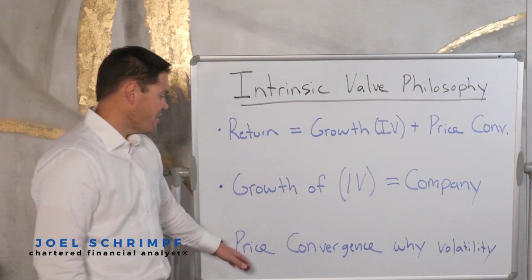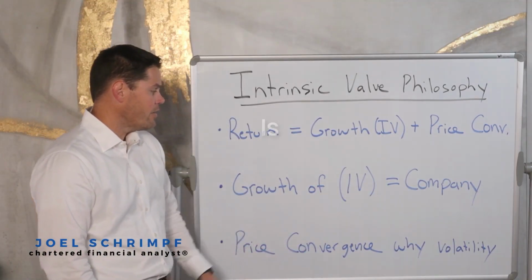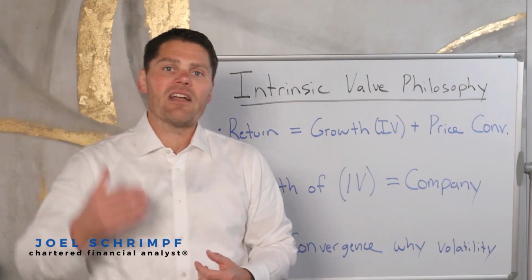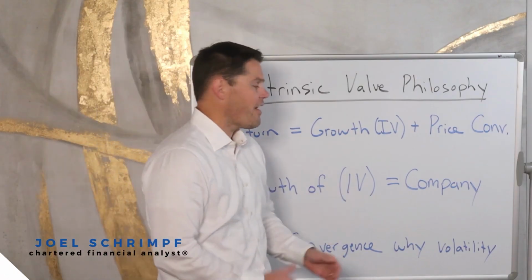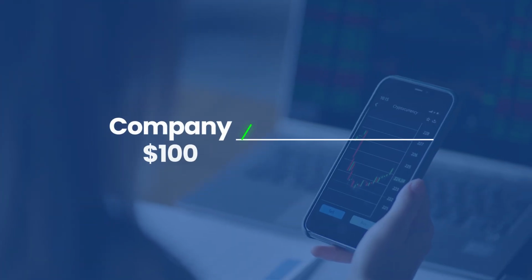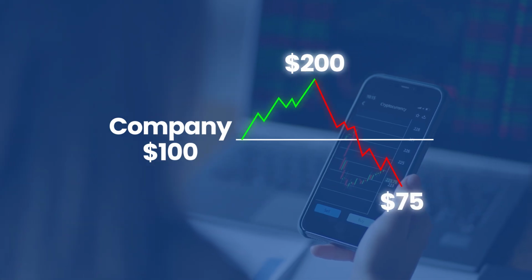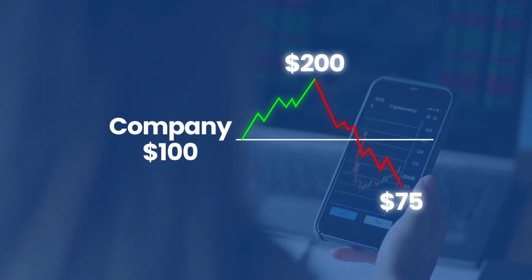The price and the conversion of the price to its intrinsic value is why you have stock that's so volatile. Sometimes stock is way up, sometimes stock is way down. It's just because it gets a little out of whack with its true intrinsic value. So let's just say that the price is super high compared to what the company probably should be priced at. Then it converts down, that actually takes away from return. And that's what I'm going to show you in this example.